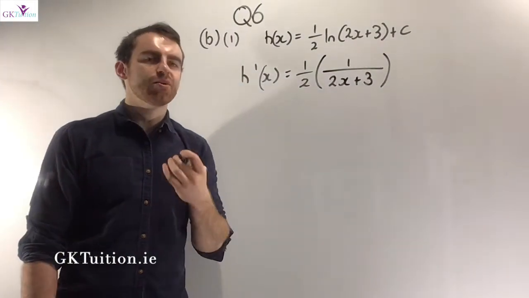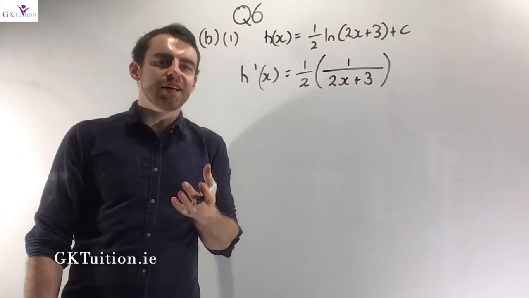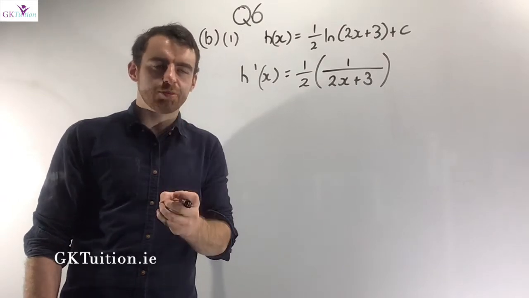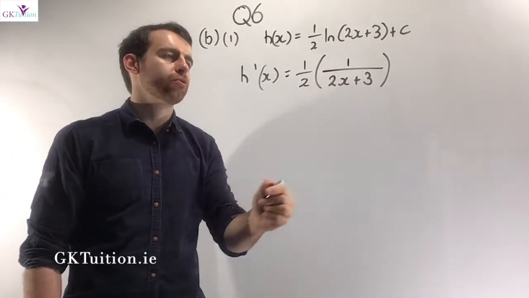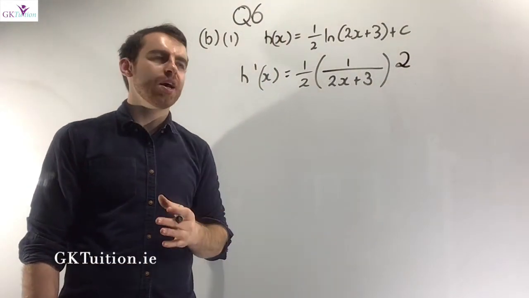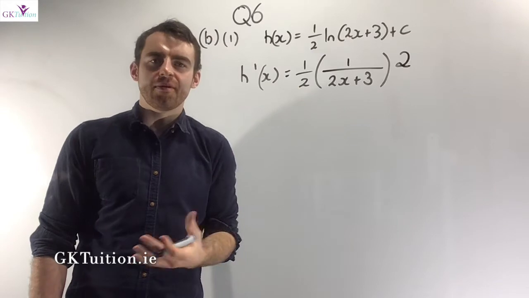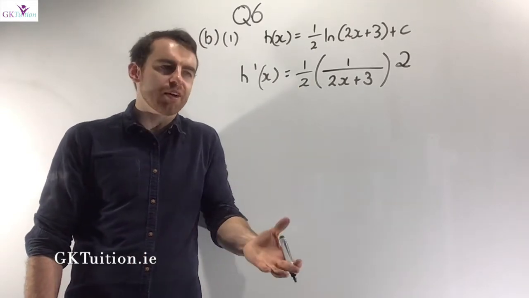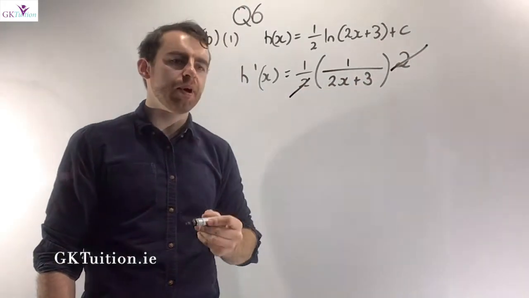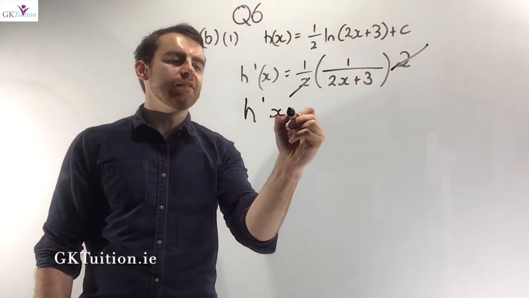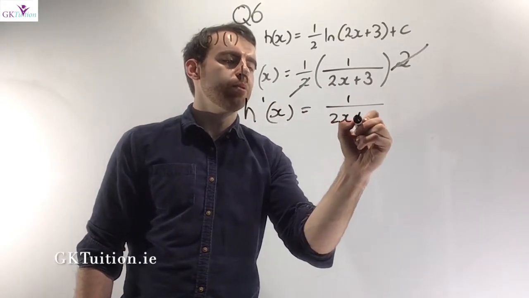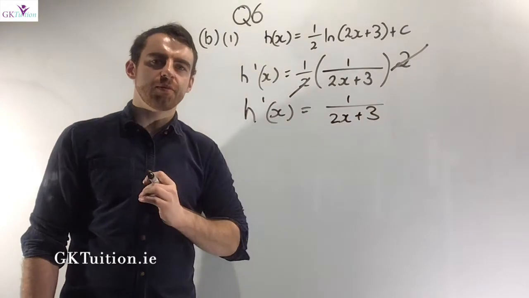However, I need to take into account something else. I've differentiated the ln, but I also have to differentiate the algebra. The derivative of 2x + 3 is simply 2, so I also have to multiply it by 2. And c is a constant, and the derivative of any constant is just 0, so I'm ignoring the constant. You should notice now that you have a 2 on the bottom and a 2 on the top that cancel each other out. This leaves me with my final answer, h'(x) is equal to 1 over (2x + 3). And that'll get you the full marks for B part 1.